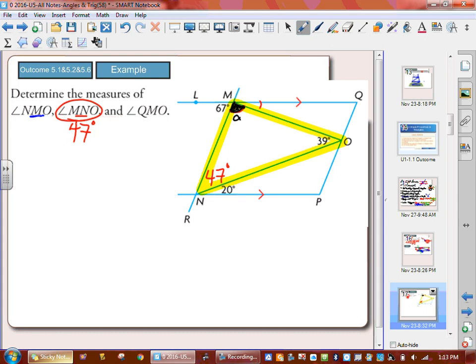Perfect. Now, our last angle we're being asked to find up here is Q to M to O. So that's this little guy right there. This little blue one. Well, let's take a look. The blue one, the 94 and the 67 all make one straight line that should add to 180 degrees. So I've got one full 180 that I can subtract two angles from. And that's going to give me my little blue guy.